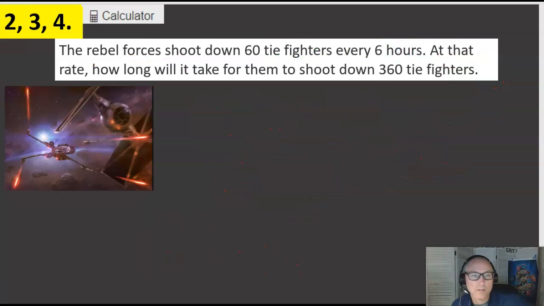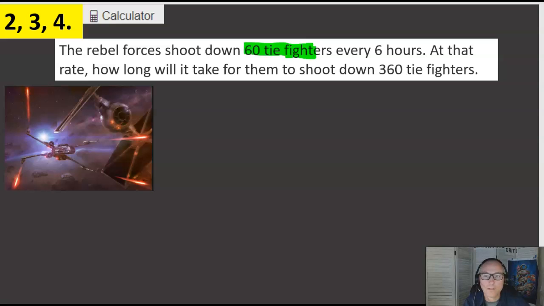The Rebel forces shoot down 60 TIE fighters every 6 hours. At that rate, how long will it take them to shoot down 360 TIE fighters? So I don't know if we need a unit rate here or not, but let's just get going with what we know. We know that there's 60 TIE fighters.